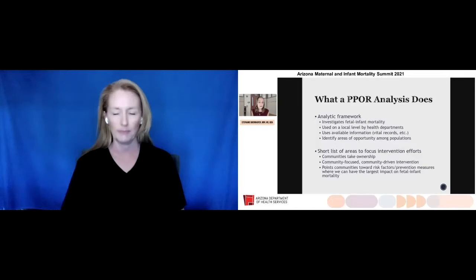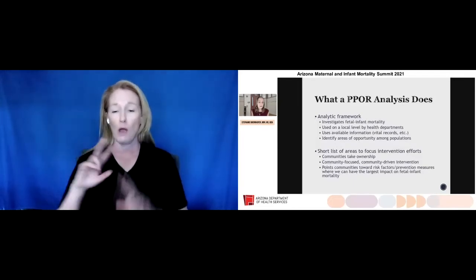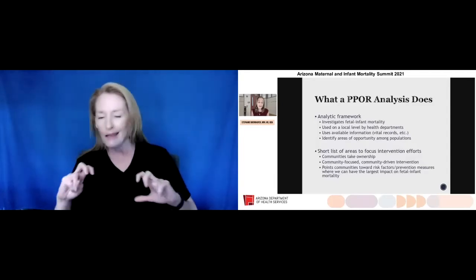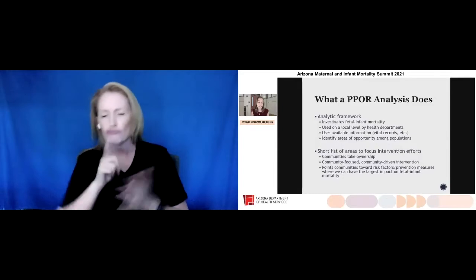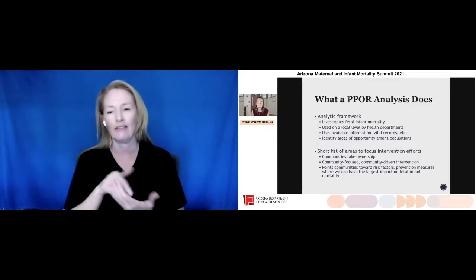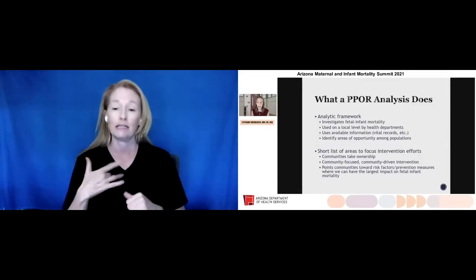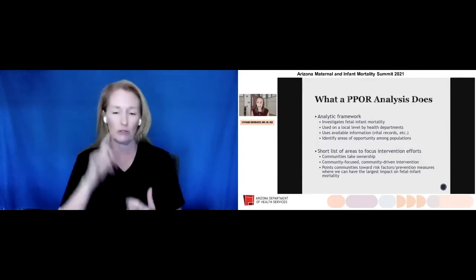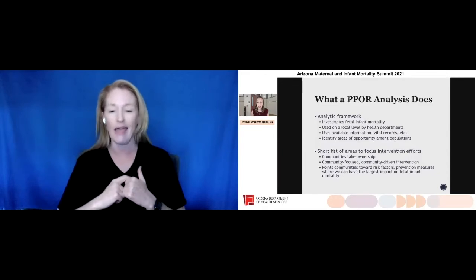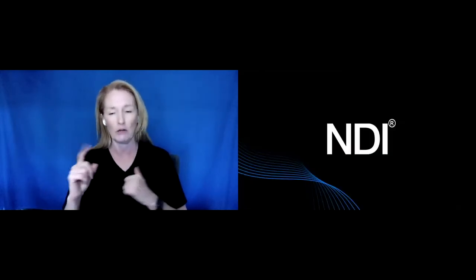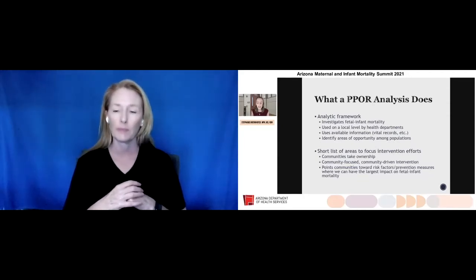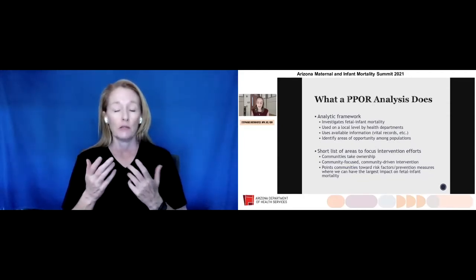So what is a PQR analysis and what does it do? It's essentially an analytic framework used to investigate fetal infant mortality. This is usually conducted at a city or county level by a local health department. It uses available information to help identify opportunity gaps or areas of opportunity amongst priority populations. The outcome of this analysis is a short list of areas for us to focus targeted intervention efforts.